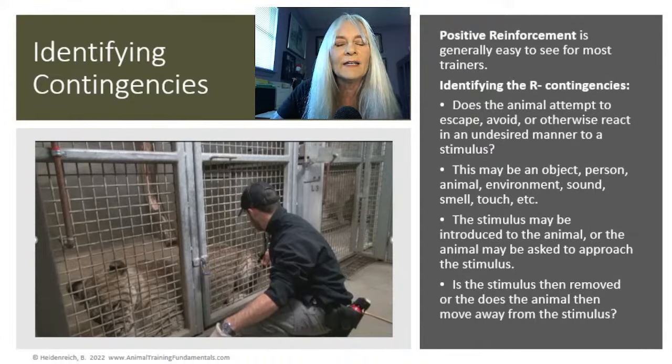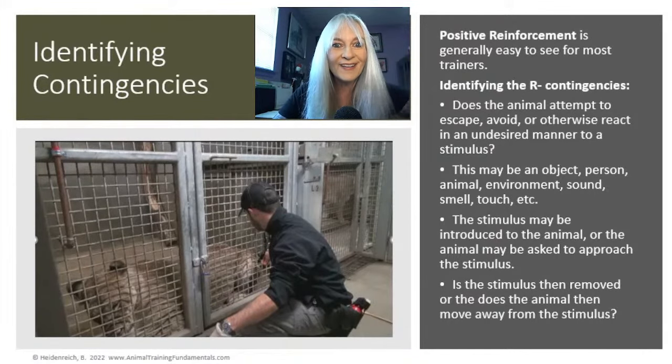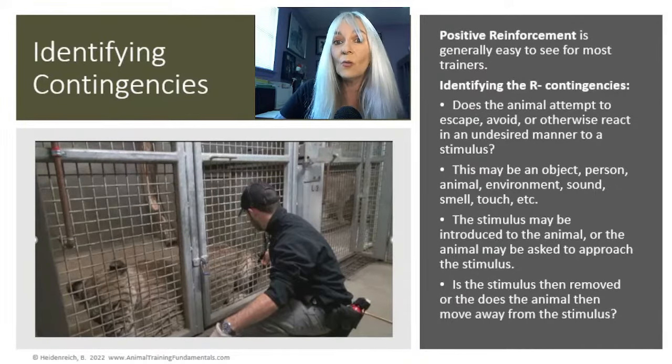And remember that an aversive stimulus may be an object, a person, another animal, or the environment. Remember last time we were asking the porcupine to move into a space it didn't want to be in. Sounds can be aversive stimuli, smells, touch. The stimulus may be introduced to the animal, or the animal may be asked to approach the stimulus. And then is the stimulus removed, or does the animal move away from it? Those are all things that can help us pinpoint if negative reinforcement might be a contingency that's maintaining a behavior we don't want. And that was what was going on with that lion right there.